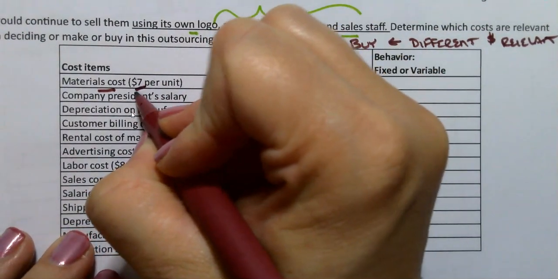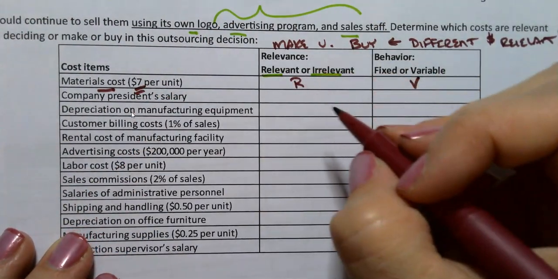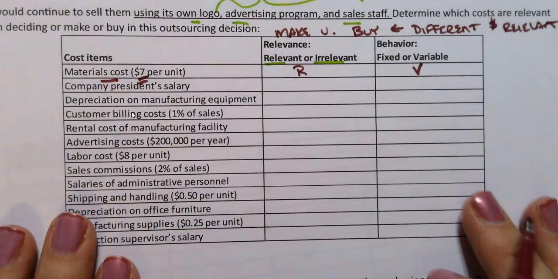And we know that it's per unit. That makes it a variable cost. Maybe I should write that out entirely. We'll just leave it like that. You know what I mean.